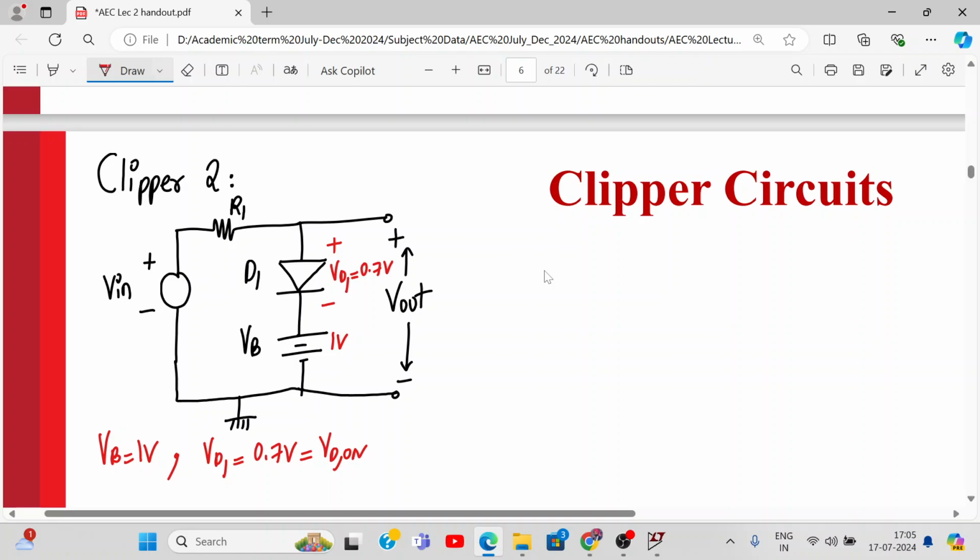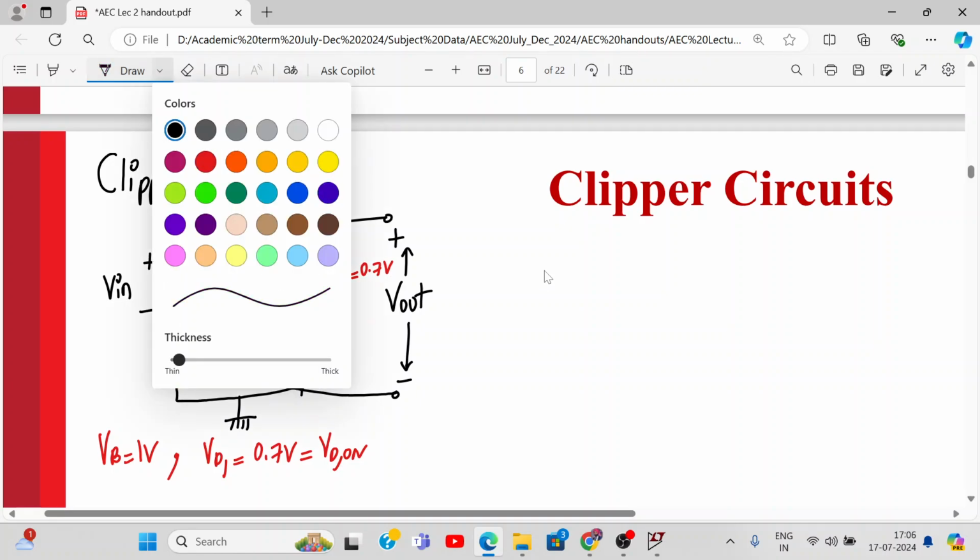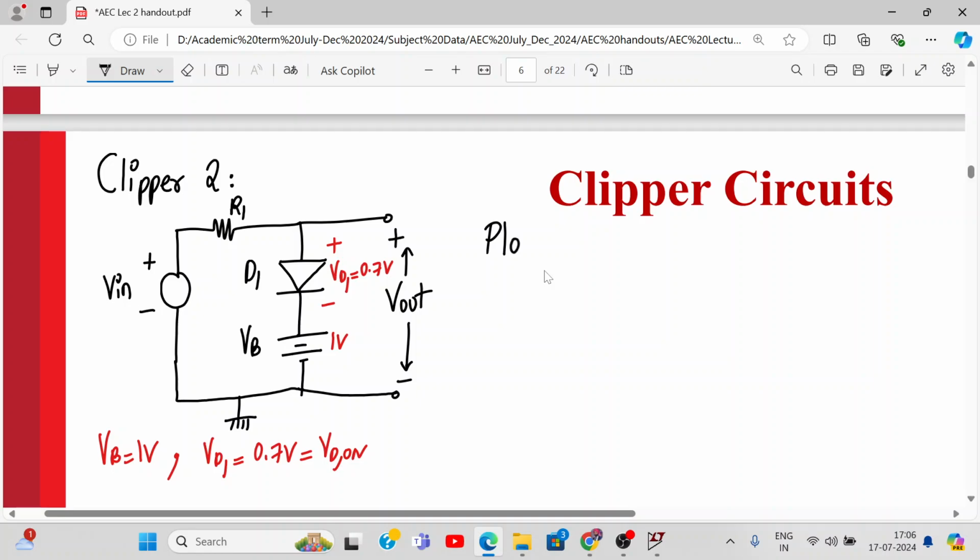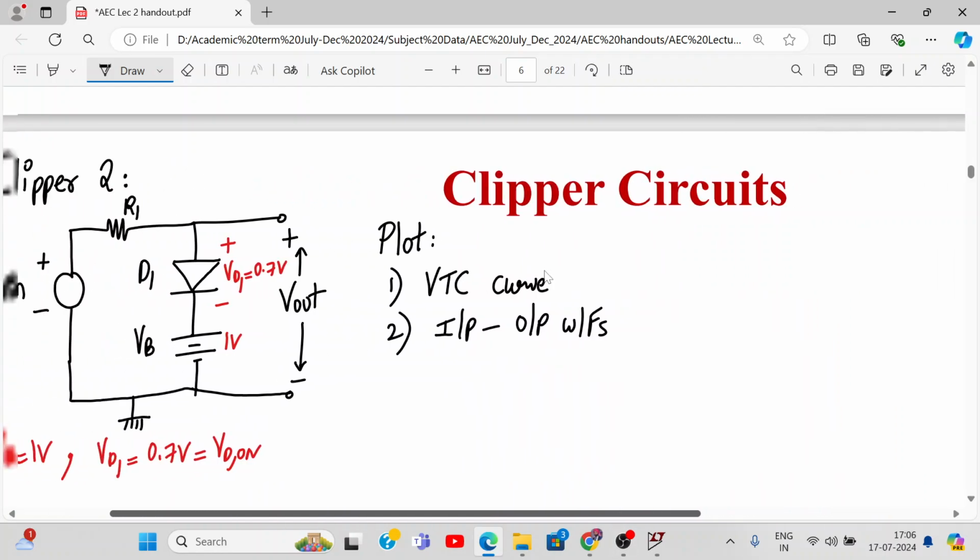What we need to do is plot the VTC curve first. What is the VTC curve? Voltage transfer characteristics. Please remember it. And input output waveforms: input versus time, output versus time. So what's the first thing we do? Well, we solve this.